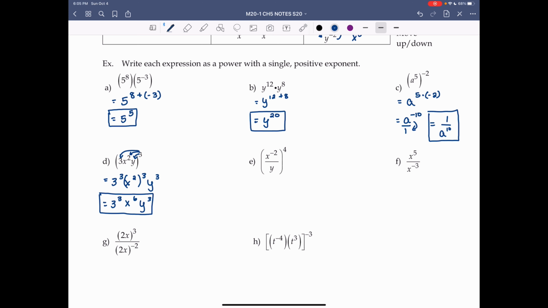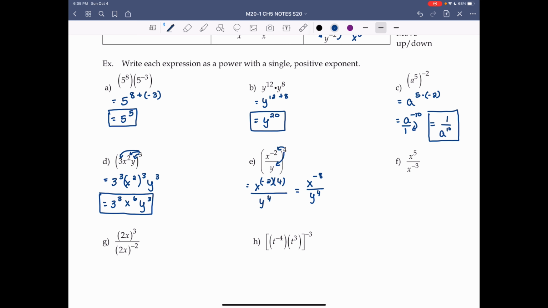x to the power of negative 2 over y, all to the power of 4. With power of a fraction, I can apply that power into my fraction, which gives me x to the negative 2 times 4 over y to the 4. I do the power of a power rule, multiplying my exponents: x to the power of negative 8 over y to the power of 4.